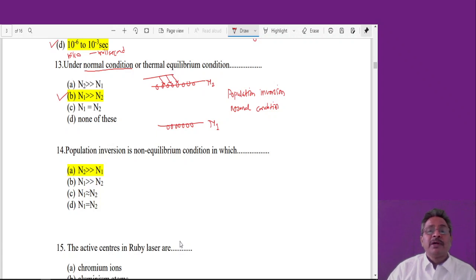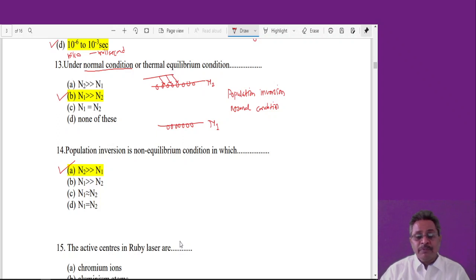The population inversion: this is the thermal equilibrium condition, and this is the non-equilibrium condition, called population inversion. Herein, the number of atoms in the excited metastable state is more than the number of atoms in the ground state. Whenever this situation is created by the optical pumping operation, we call this condition N2 greater than N1. So definitely there is going to be one question over this, either N1 much greater than N2 or N2 much greater than N1. This type of question may be asked in examination depending upon population inversion.